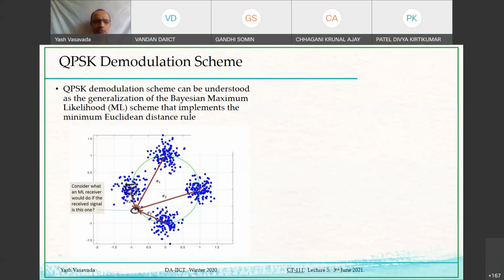So again, very easily we are able to extend the receiver design, the optimum maximum likelihood receiver design for QPSK, by just fully understanding how it works for BPSK. Now, in BPSK, we drew the decision boundaries. How will you draw the decision boundary for this constellation, for QPSK?